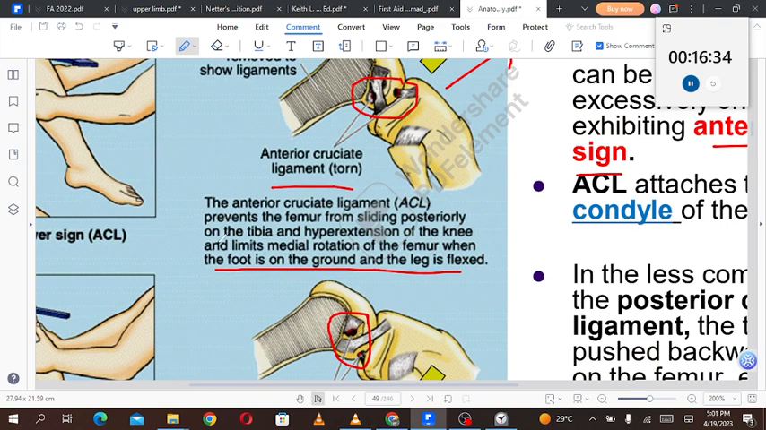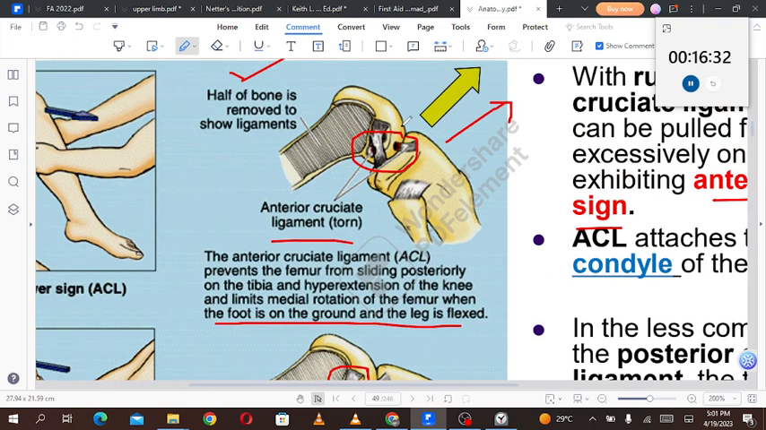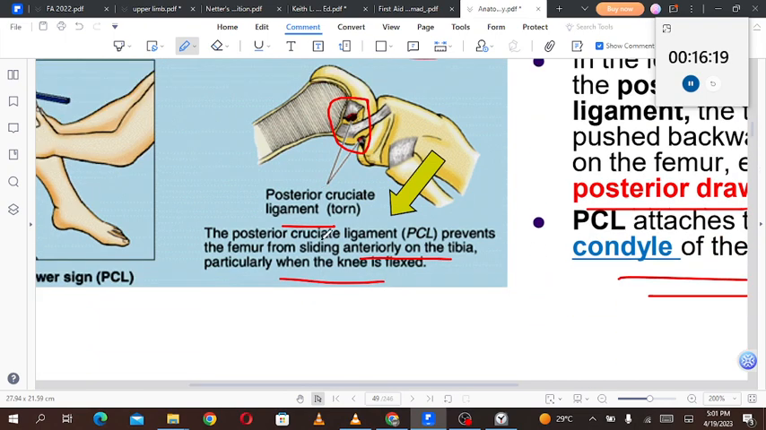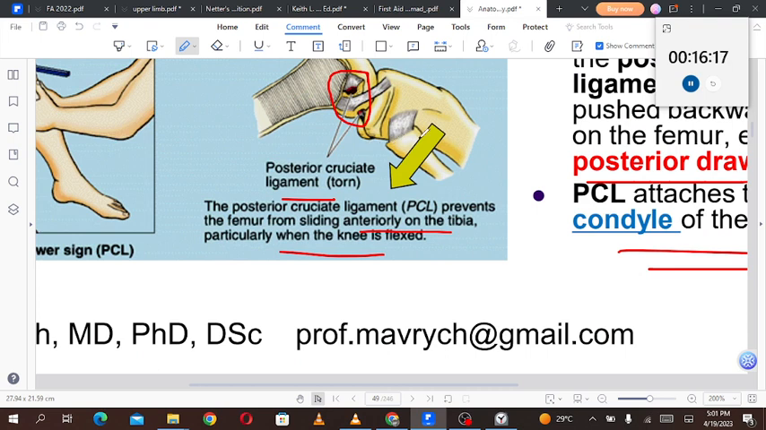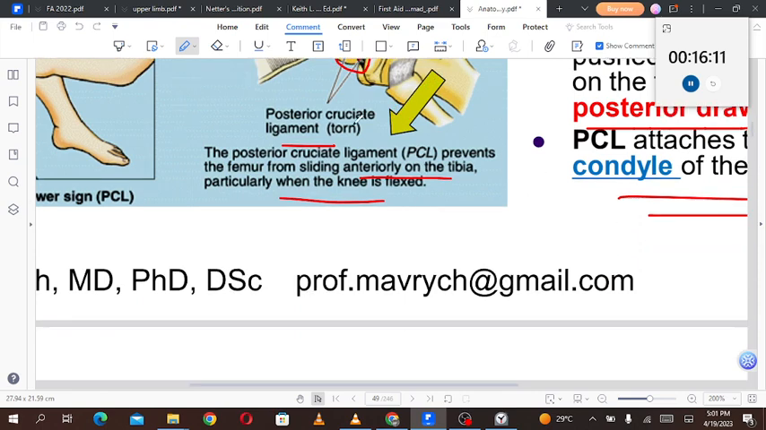So in the picture they are saying that the anterior cruciate ligament does not allow the femur to slide posteriorly. The femur sliding posteriorly or the tibia moving anteriorly is one and the same thing. The opposite is true for the posterior cruciate ligament: the tibia will be moving posteriorly and the femur will be moving anteriorly. So don't confuse yourself with that.